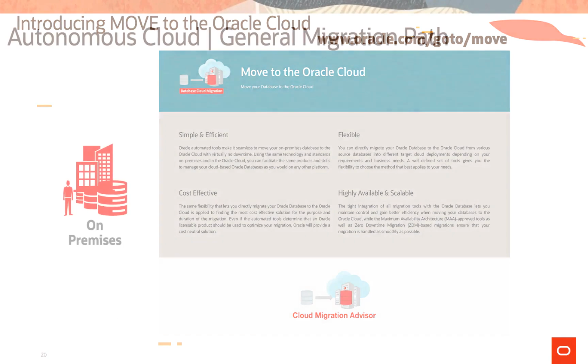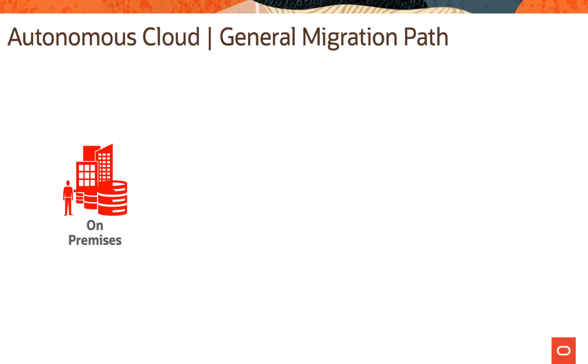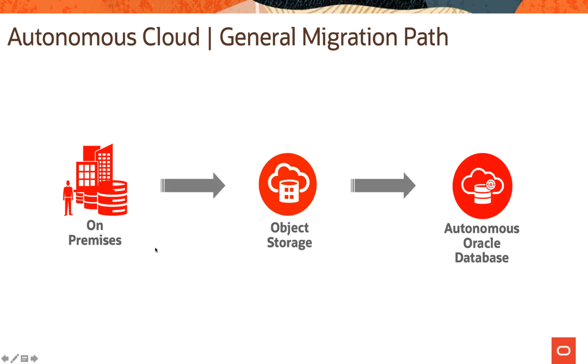But before we start using MB2ADB, let's talk about the general migration path when it comes to on-prem. You have a database on-prem. You want to bring data to object storage, and from object storage you take it to Autonomous Database, because you cannot use RMAN and clone or something. So that is the suggested way.